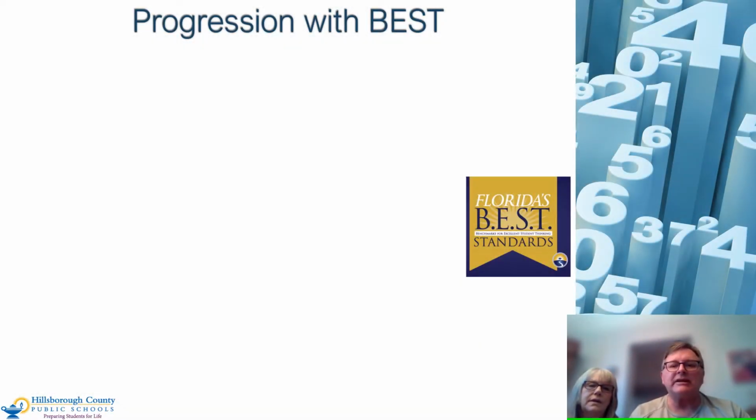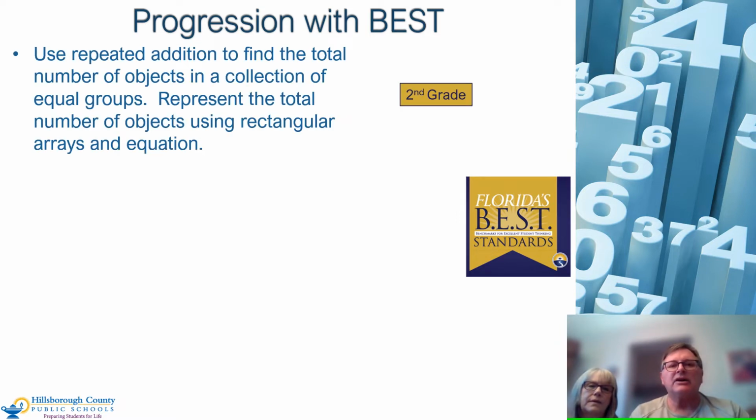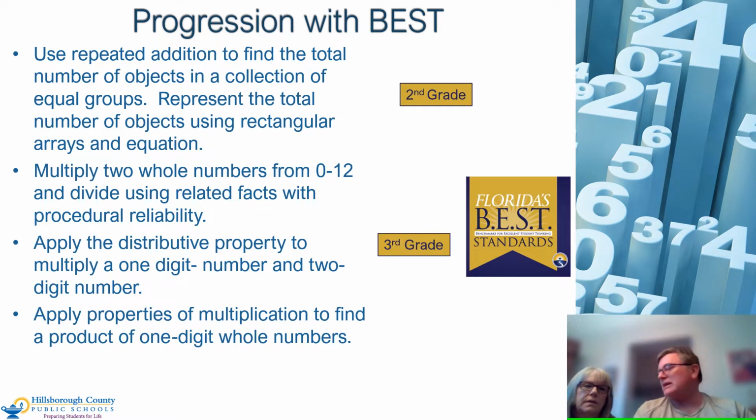So let's take a look here at the progression with BEST. In second grade, and this is not new, second graders have worked with repeated addition and rectangular arrays, thinking about rows and columns and writing equations to represent those arrays. And they're still not using the multiplication symbol in second grade with BEST. Correct, yes. It's just that foundation of understanding repeated addition.